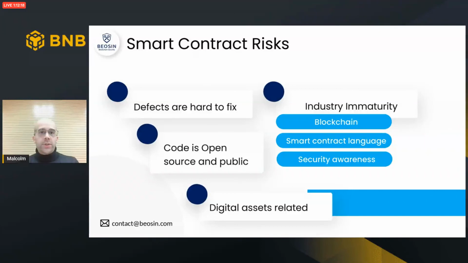And it's also about the habit of asking for a professional third-party audit, which is somewhat lacking in the smart contract development industry as well.